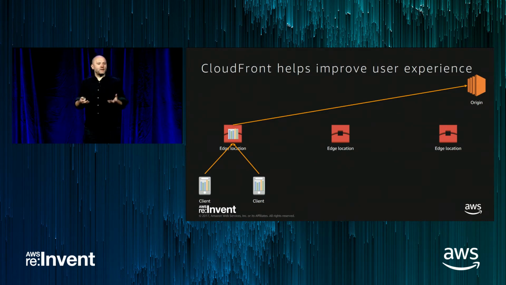So even if the edge location hasn't got a cached object, it can go back to the regional edge cache before having to go all the way to the origin. So the regional edge caches provide even better cache performance. It also takes more load off the origin, because not every single request from an edge location would go back to the region, all the way back to the origin. So you've got a mid-tier cache.